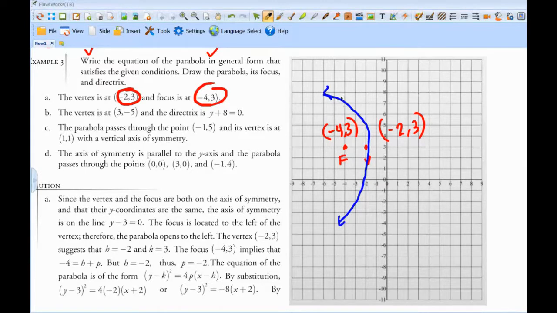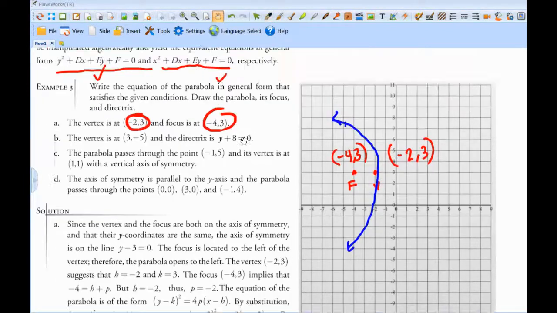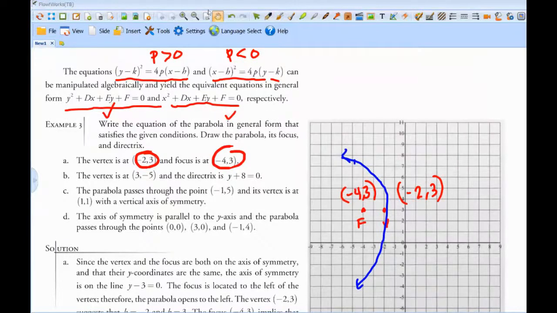But we don't know the latus rectum endpoints. We also don't know the value of p. So we cannot write our equation yet. So let us have our equation first for the parabola that opens to the left. It's y minus k squared is equal to 4p times x minus h.